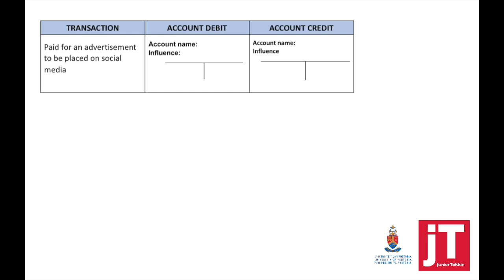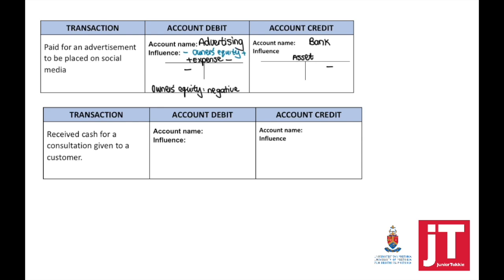Paid for the advertisement to be placed on social media. Advertisement means that we've paid for advertising. This will be our business expense and money went out of our bank account, so bank will always be credited. The rest is debited. Advertising is classified as an expense which will influence your owner's equity. If your expenses increase, it will have a negative effect on the owner's equity. Bank is regarded as an asset, which means your assets will also decrease.